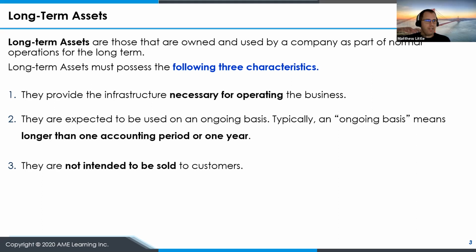And it's also not intended to be sold. So if we're buying computers and selling computers to customers, it's considered inventory. But if we're buying computers for our staff to work and produce sales or do their work on an ongoing basis to support the organization, it would be considered a long-term asset.